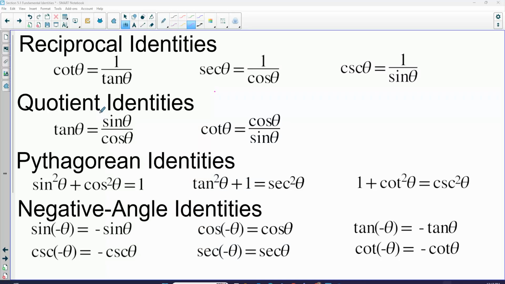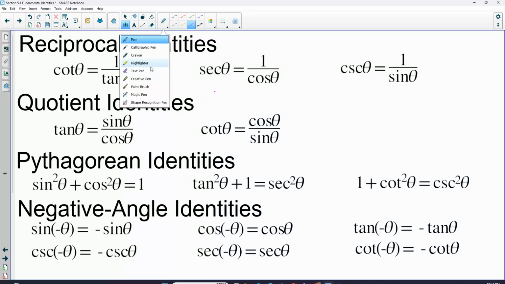Reciprocal, quotient, we talked about in the very first chapter, Pythagorean identities. I did mention in the first chapter the negative identities, that's the even and odd that we talked about when we were graphing our trig functions. Out of all the formulas we are going to see in this chapter, the only ones you have to know are ones given today.